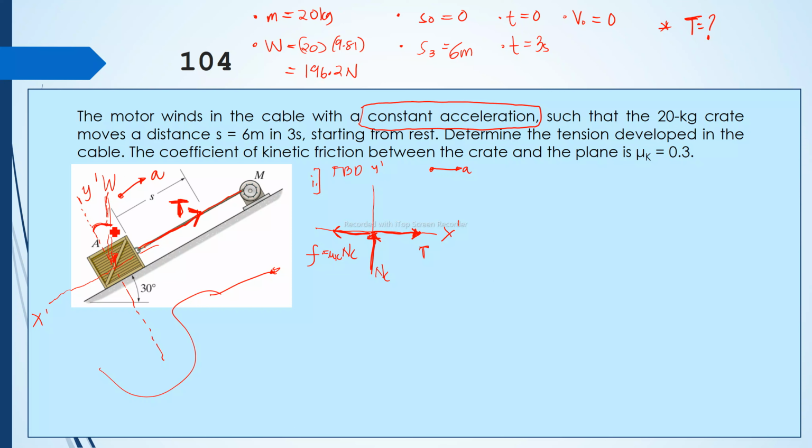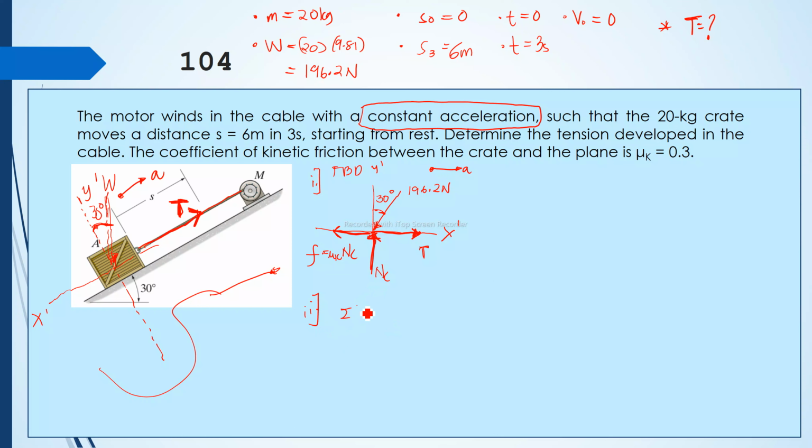Now, what is the angle with this one? That is 30 degrees. So if we put the weight on our FBD, it looks like this. This is the weight, which is equal to 196.2 newtons, at 30 degrees. Now, is it important to sum forces along y? Yes, because we have a frictional force, and we need the normal force to get our frictional force, and then we can get our tension.